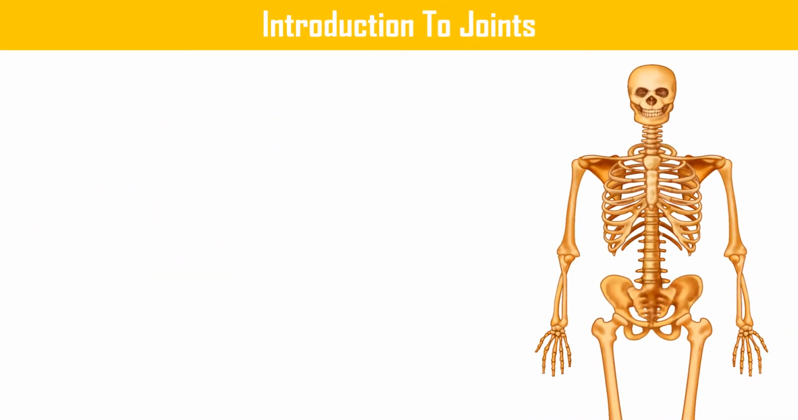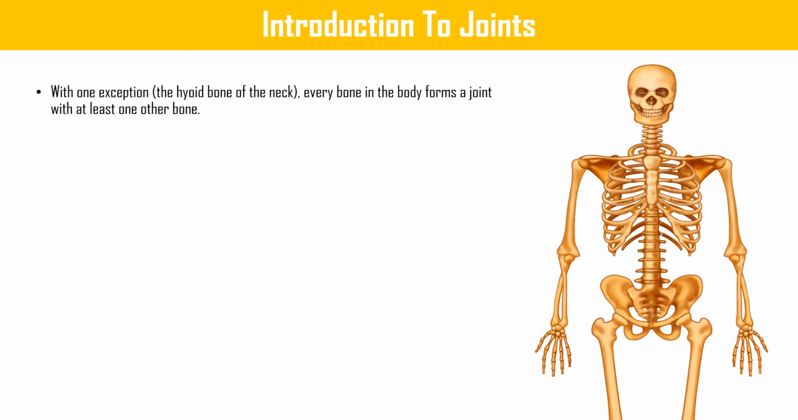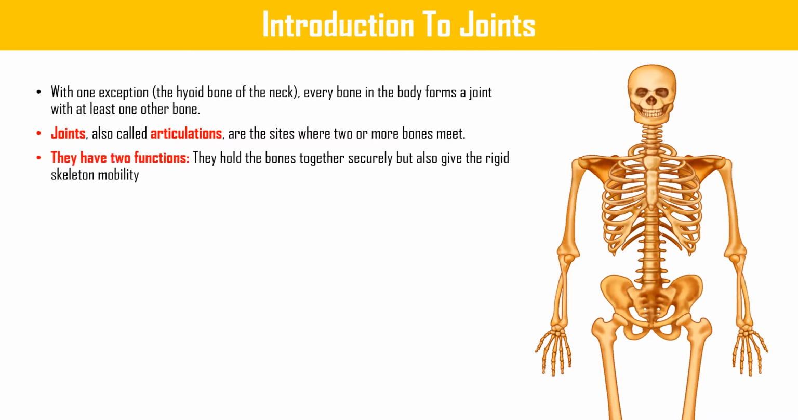Introduction to joints. With one exception, the hyoid bone of the neck, every bone in the body forms a joint with at least one other bone. Joints, also known as articulations, are the site where two or more bones meet. They have two functions. They hold the bones together securely but also give the rigid skeleton mobility.